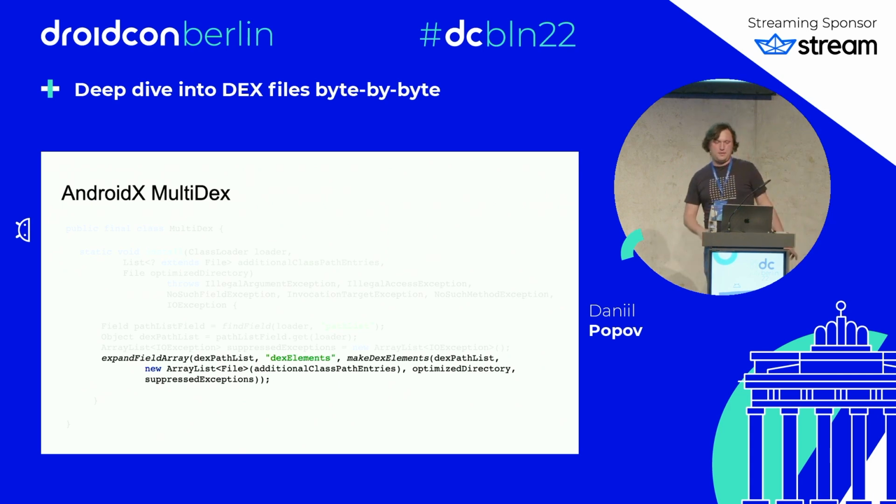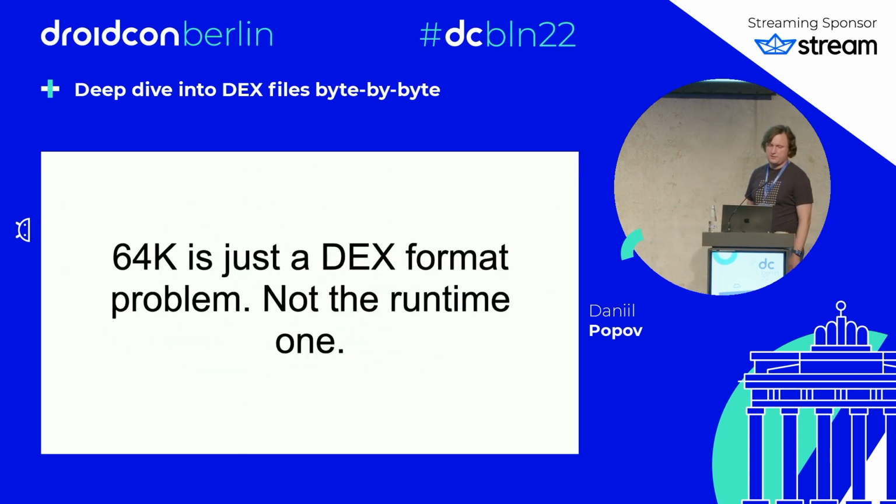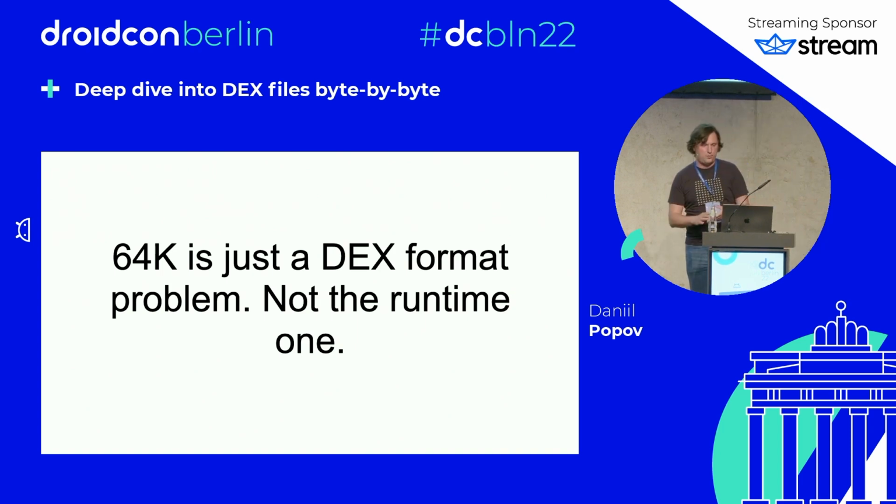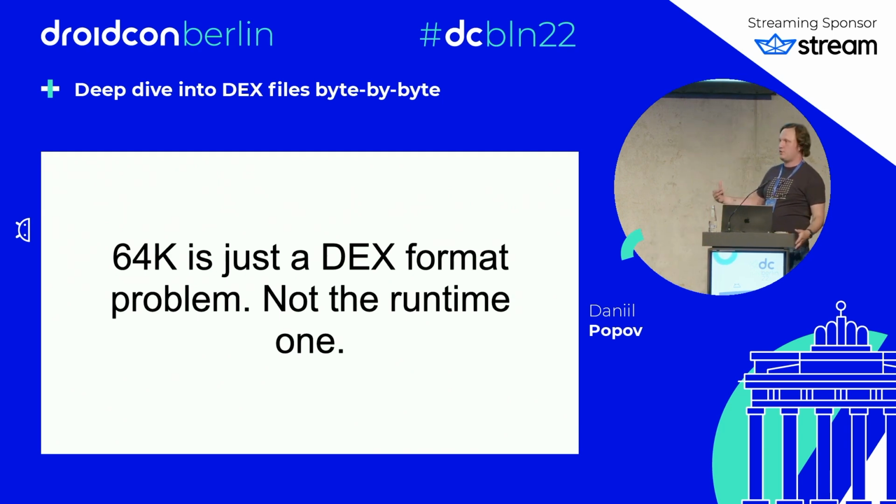And this leads us to a key point: the 64K problem is just a DEX format problem, not a runtime one. So actually, Dalvik, even back in the day, could handle more than 64K prototypes and methods, but the limitation lies inside the format of the DEX files itself.